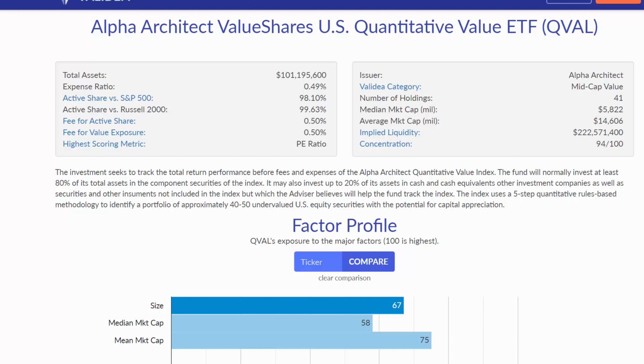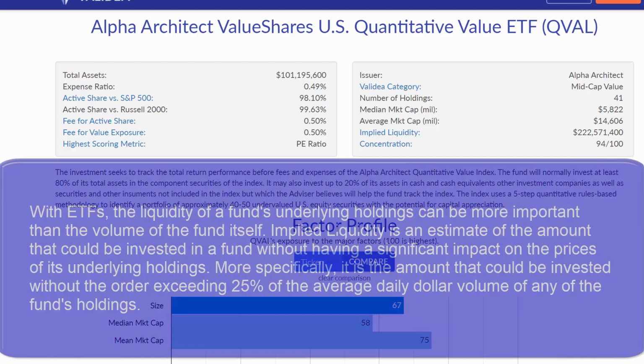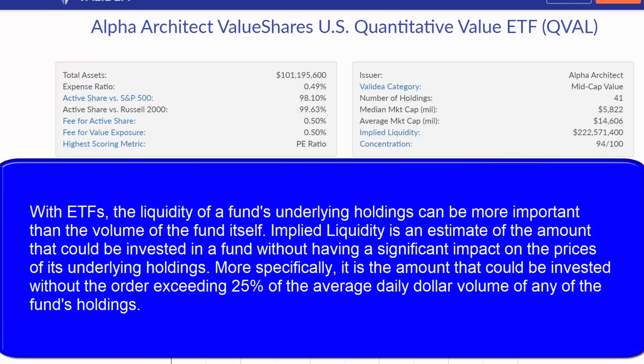Moving down the report, a lot of the other stuff is fairly straightforward. We look at the median market cap of the holdings within the fund as well as the average market cap. Those are the two ways in which we classify whether it's a small, mid, or large cap fund. And then we look at implied liquidity. Often ETFs are judged by their daily trading volume, and that can be one factor to look at, but what really determines the liquidity of an ETF is the liquidity of the underlying holdings inside the ETF.